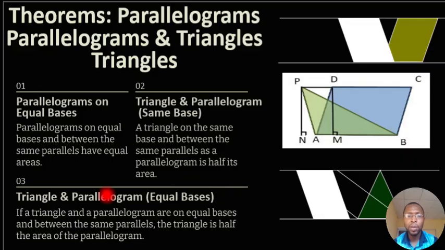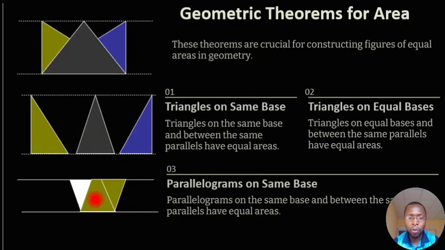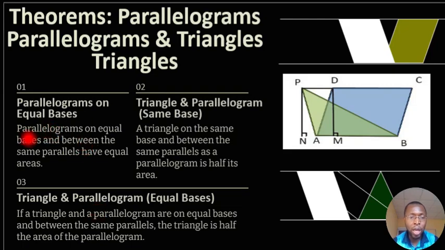But then there are more that are also paramount for us to know, and this is more like for parallelograms and triangles. Now in this case we have parallelogram on equal base. The previous one is parallelogram on the same base. Now this one here is parallelogram on equal base. So look at it here. Here they are not lying on the same base. You can see that the base of the white parallelogram is not the same as that of the yellow parallelogram. They are not lying on the same base.